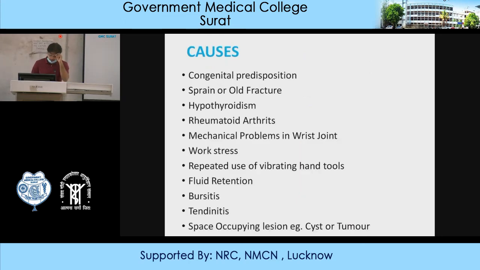Then what are the causes of carpal tunnel syndrome? It could be congenital predisposition, sprain or old fracture at the wrist, hypothyroidism, rheumatoid arthritis, mechanical problem in the wrist joint, work stress, repeated use of vibrating hand tools, fluid retention, bursitis, tendinitis, and space occupying lesions which cause compression at the tunnel. It could be a cyst or a tumor.